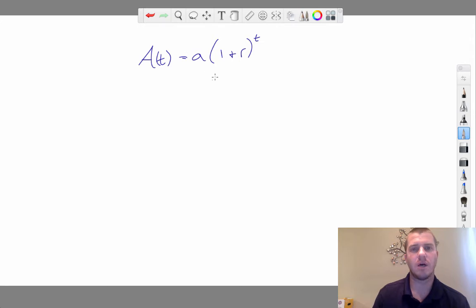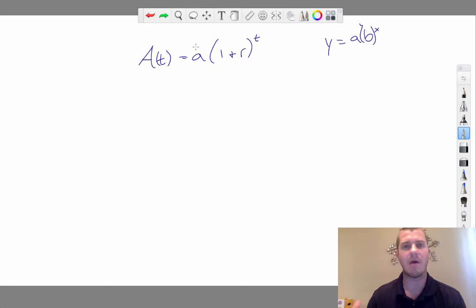Exponential growth formula. All it is really is that y equals a times b raised to the x. It's just finding that b, where we use the 1 plus r. And so that a is still your initial amount, how much you're starting with whatever scenario it is, whether it's money or population or the amount of users on the website or whatever. That a is still your initial amount.